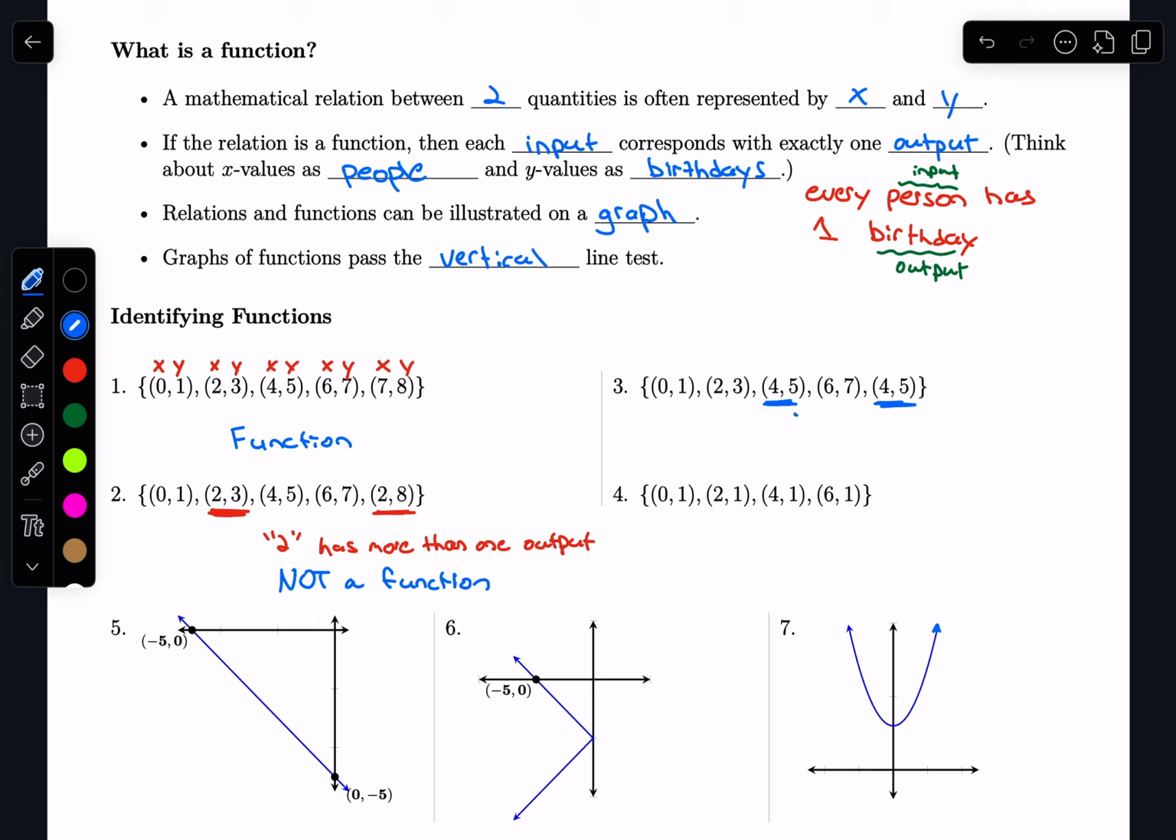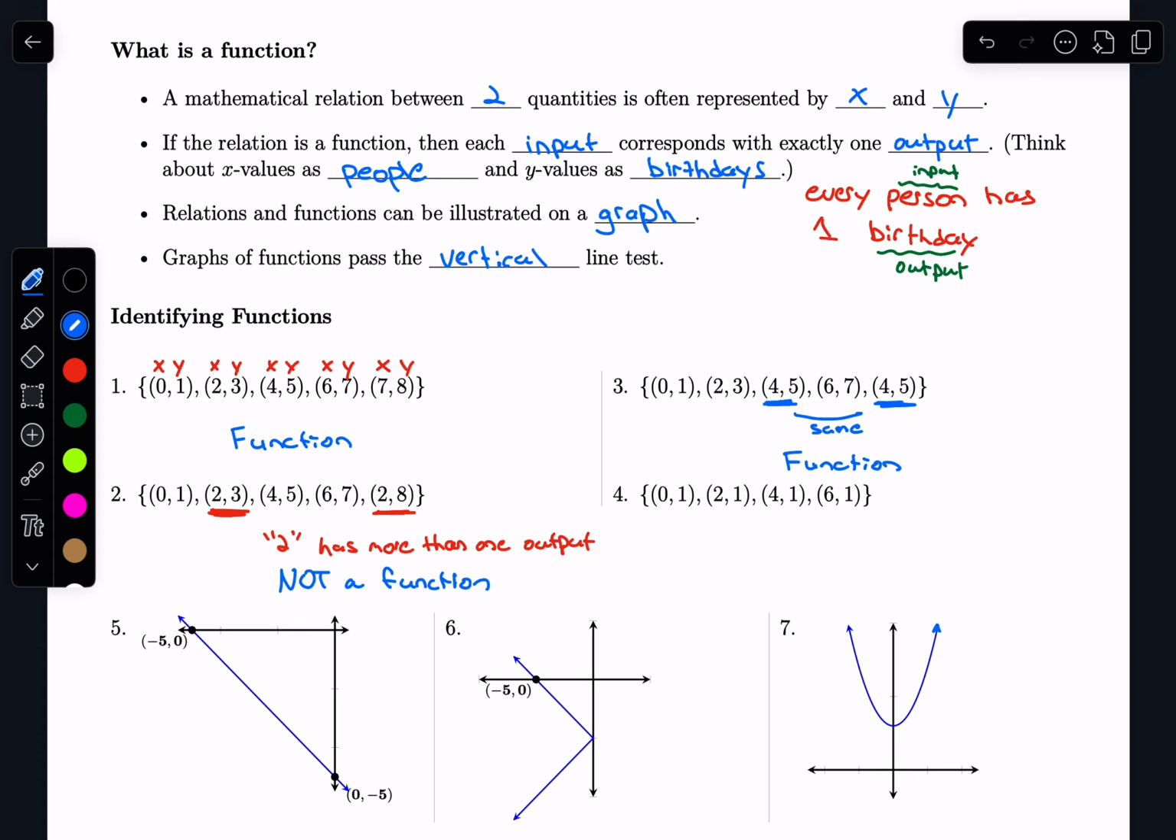And so since these are the same, that means that 4 still only has one birthday. For some reason, we said it twice, but it still is the same birthday. All right, and so we can go ahead and say that this is a function still, because even though the 4 showed up twice, it went to the same place both times.